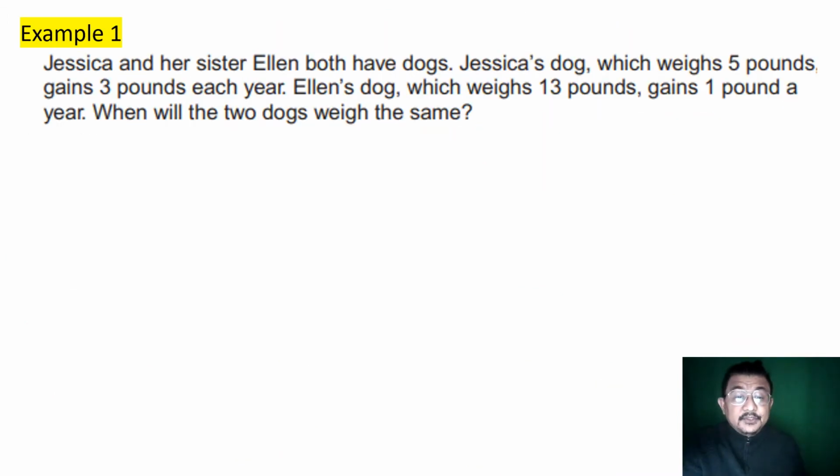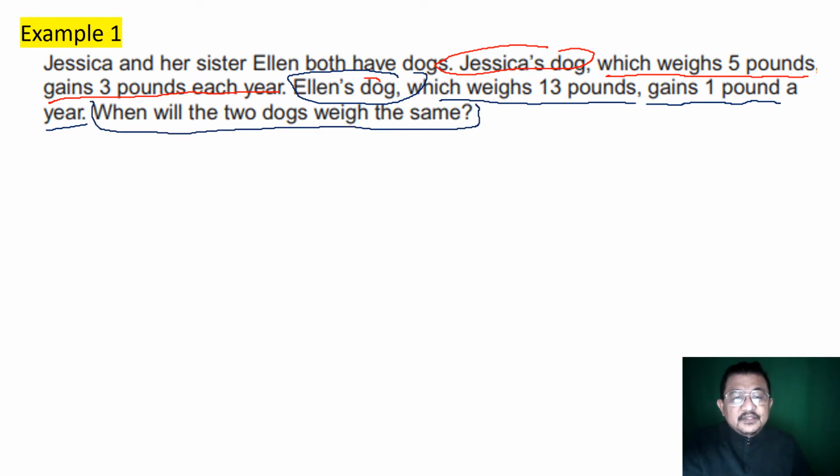All right, let's read this problem. Jessica and her sister Ellen both have dogs. Let's start with Jessica's dog. It weighs 5 pounds and gains 3 pounds each year. Now next, let's look at Ellen's dog. Ellen's dog weighs 13 pounds and gains 1 pound a year. All right. When will the dogs weigh the same?